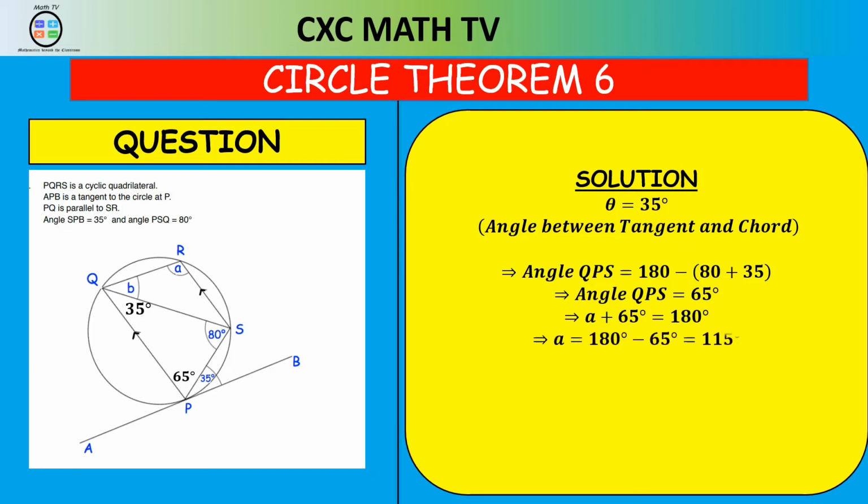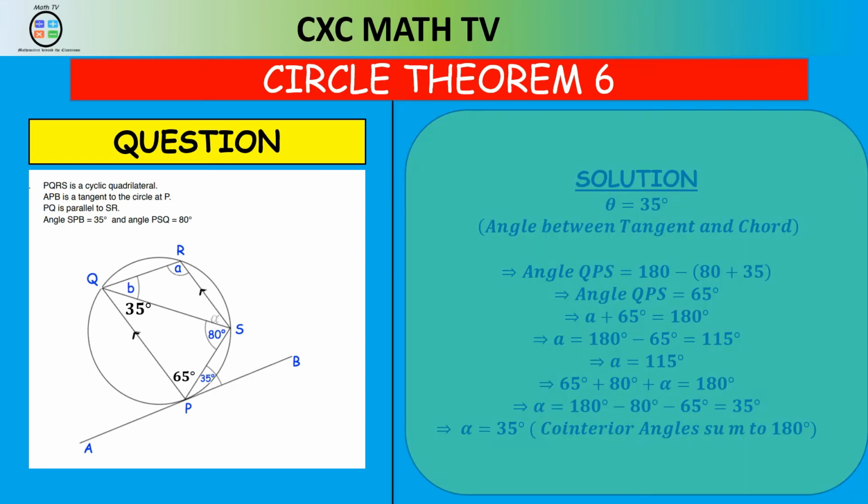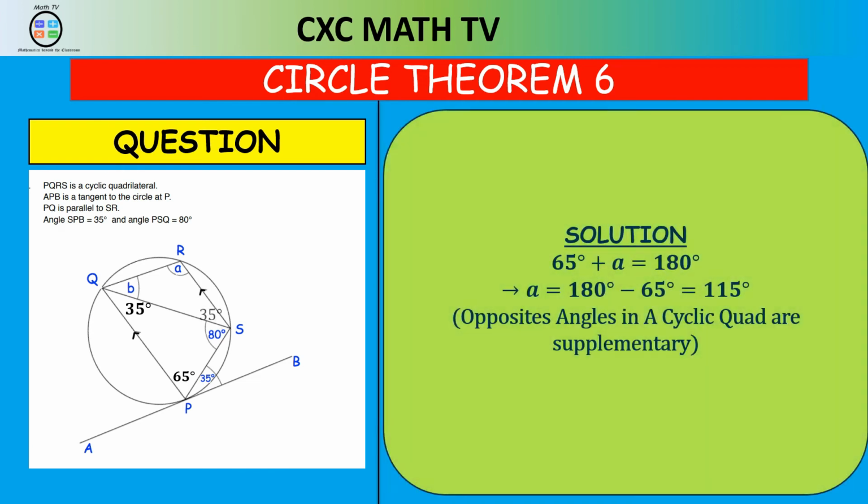Once we get angle A is 115 degrees, we know that 65 plus 80, and we're going to call that angle there alpha, so 65 plus 80 plus alpha is 180 degrees. And so if we transpose for alpha, alpha is going to be 35 degrees. That's because co-interior angles sum to 180. So remember we did look at co-interior angles. Notice that QP and RS are parallel to each other, and then we have the line PS, which is the transversal line in this case. And so that allows us to use co-interior angles summing to 180.